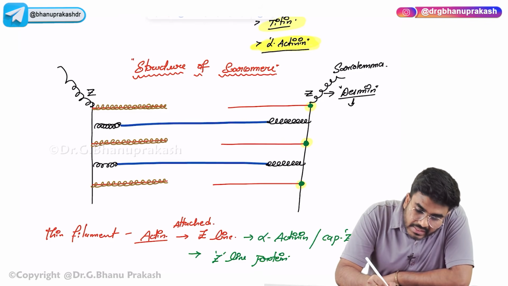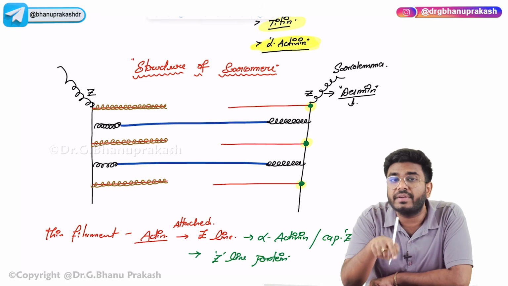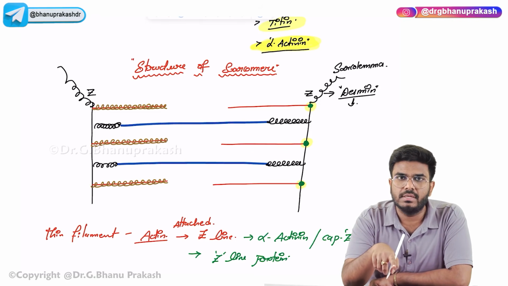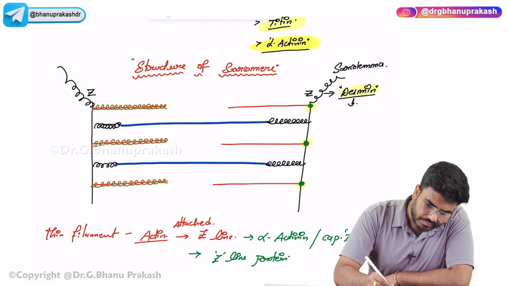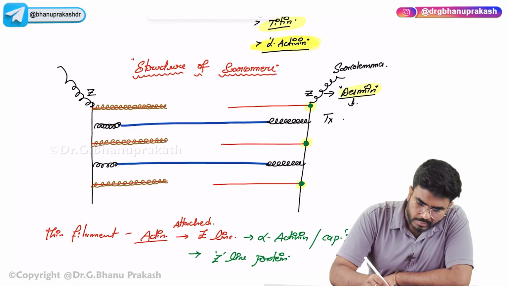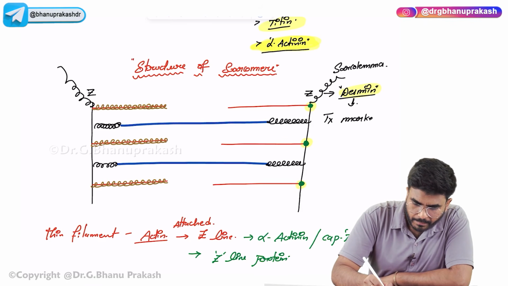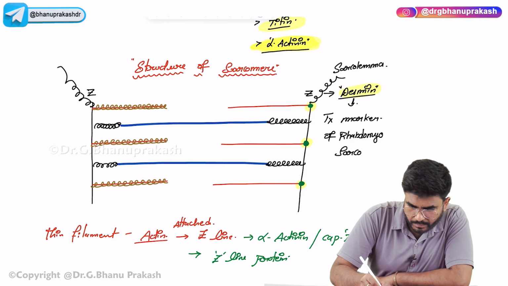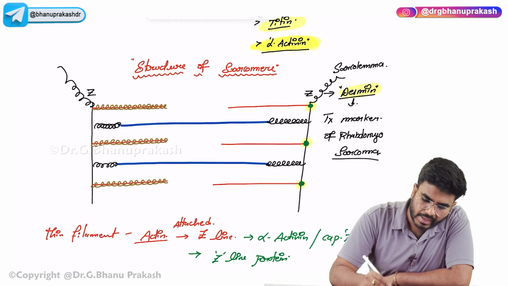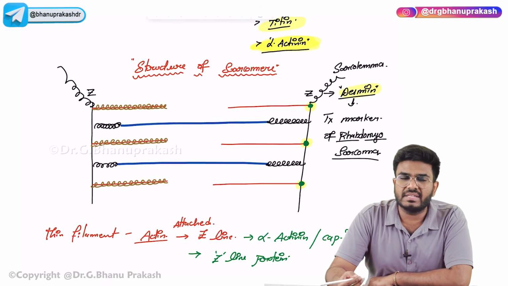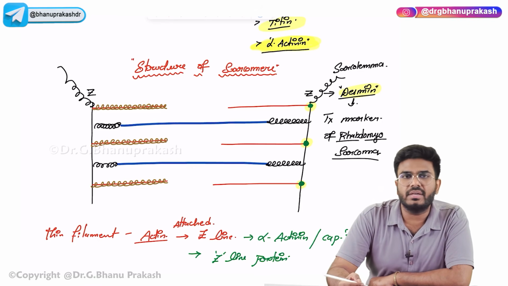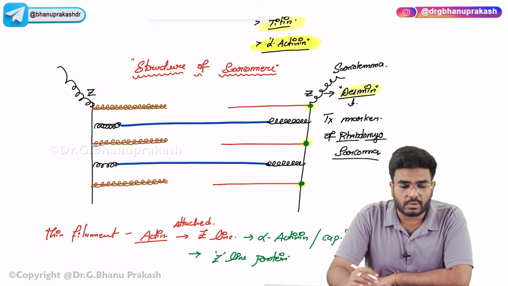This desmin is an intermediate filament, and you know intermediate filaments are cell specific. They are present only in the muscles. That's why desmin is a tumor marker of rhabdomyosarcoma. What exactly is rhabdomyosarcoma? Rhabdomyo means skeletal muscle, and sarcoma means cancer. So what is the tumor marker of skeletal muscle cancer? It's desmin. What is desmin? An intermediate filament, attaching the Z lines with the sarcolemma.